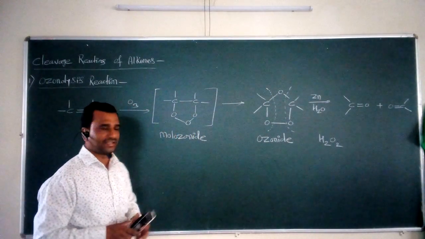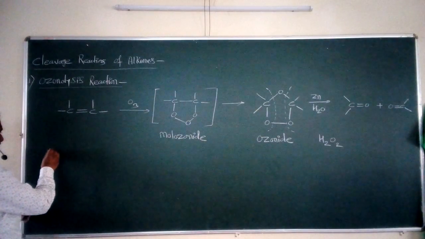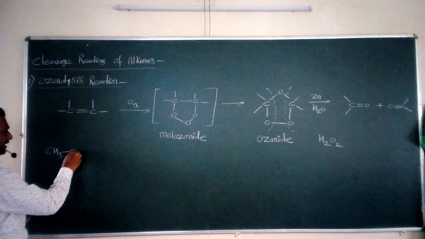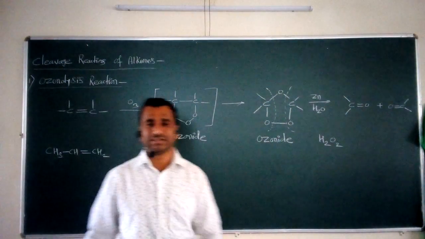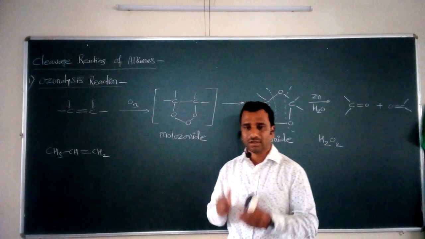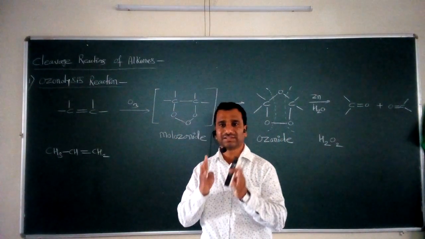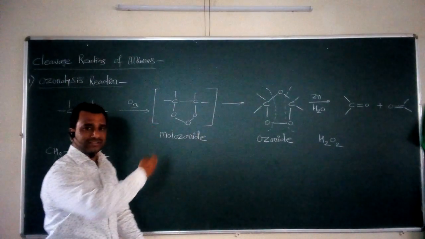After studying this general skeleton, if we take a specific example of alkenes, for this purpose I take here a simple example of alkene, CH3 CH double bond CH2. So this is a simple example of alkenes called propene. Now we are interested to study what ozonolysis reaction is given by this propene molecule. So again we have to take similar steps.